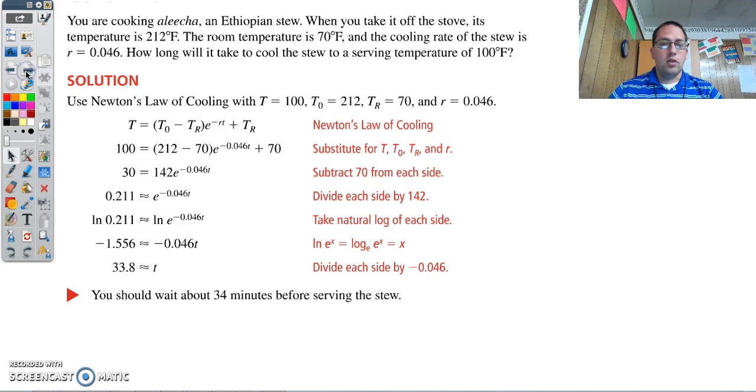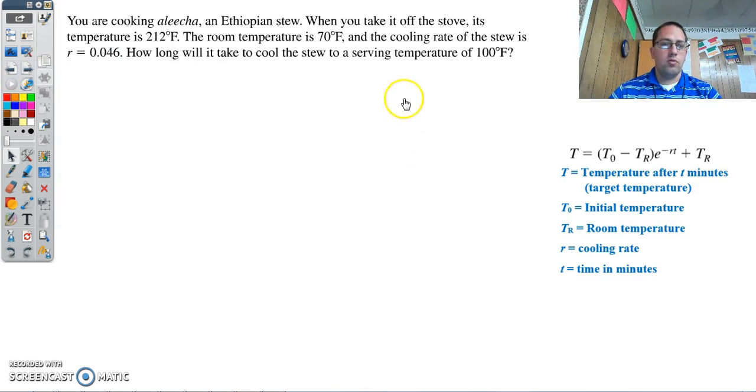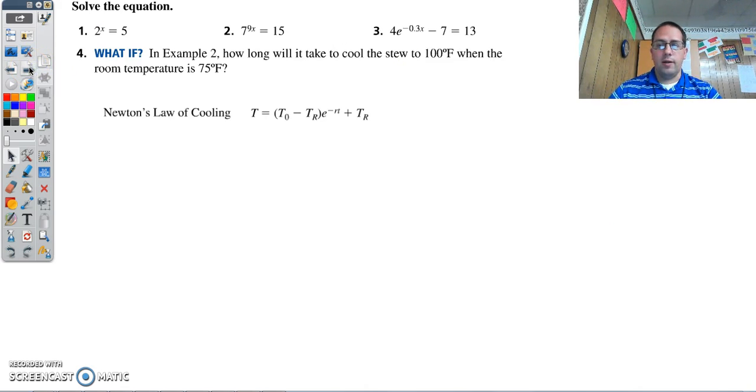What I want you to do is, well, once this moves, there we go. I want you to pause the video and work out these 4 problems. I did give you Newton's law of cooling again right here. If you need to flip back up to that previous page to get the cooling rate, that was 0.046 for the cooling rate of the stew. All right, so pause the video, work out these 4 problems, then come back and check your work.